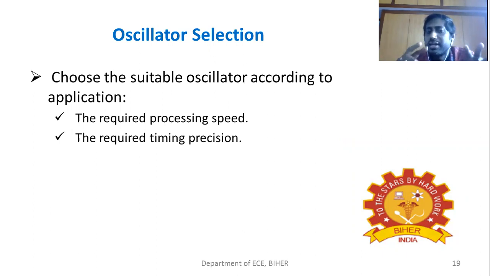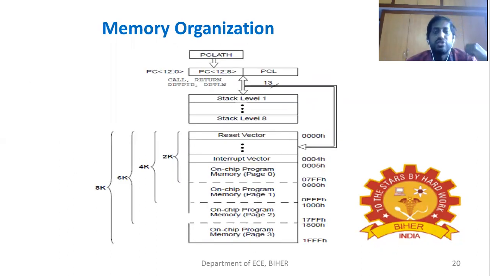The required timing is precise because these are all real-time applications. The response can be generated within a bounded time. So we need to concentrate on the processing speed also. This processing speed depends on the code memory size. If the code memory size is large, we need to choose a higher oscillator frequency. So this is important. This is the memory organization.